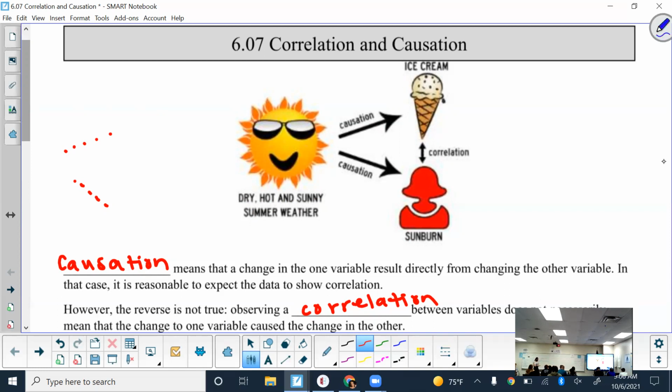No. So I'm going to change this a little bit. It says causation between here. Cross that out and write correlation. Because the sun doesn't make you want to have ice cream. You could want ice cream for other reasons than it's hot outside. Because do they still sell ice cream in the winter? Yes. So that is not causation. That's just correlation.